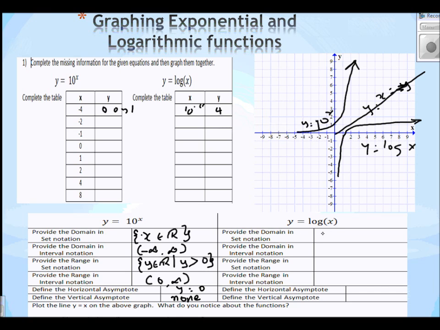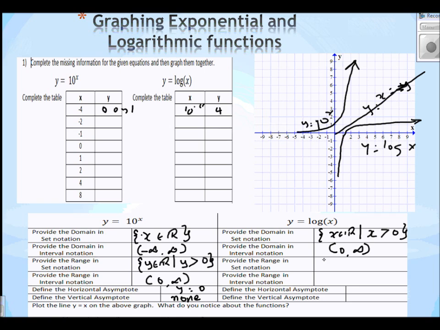Coming to the logarithmic function, looking at the graph, what values of x is the graph taking? Is it taking negative values of x? Not at all. It's just taking from 0 to infinity, but it never accepts 0 into its function. So we would say x belongs to R such that x is greater than 0. See that? And now in interval notation, this would be 0 through infinity, open interval.